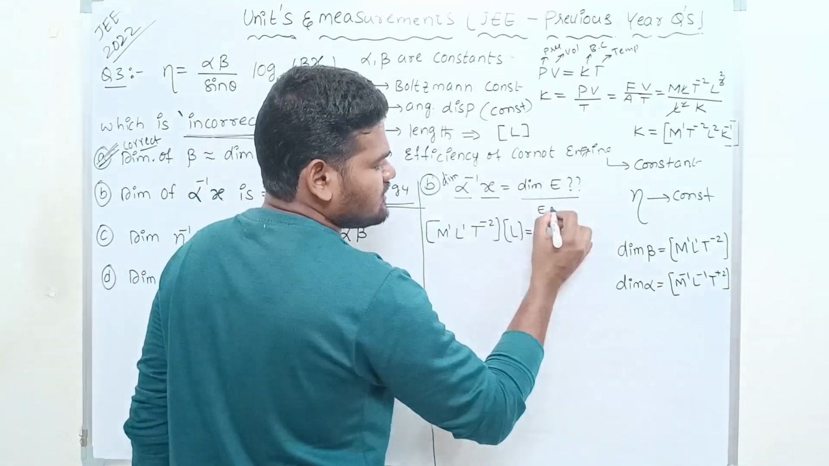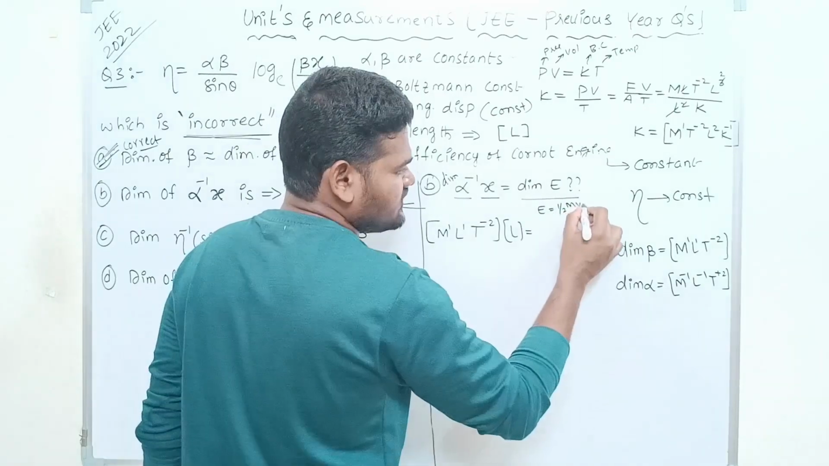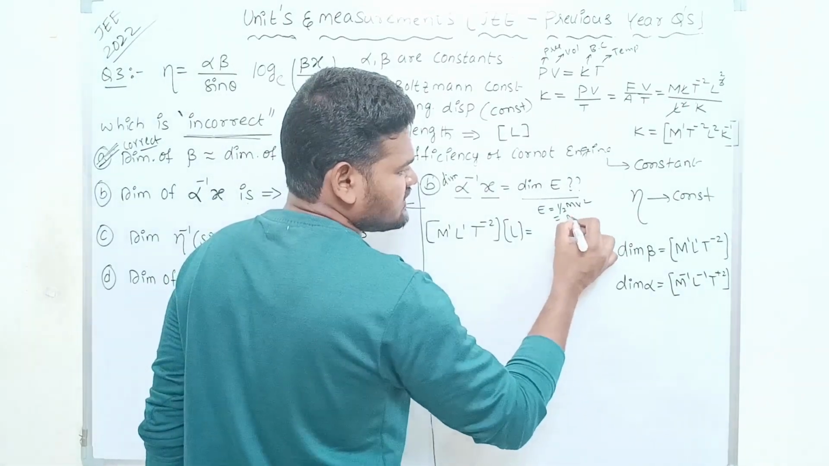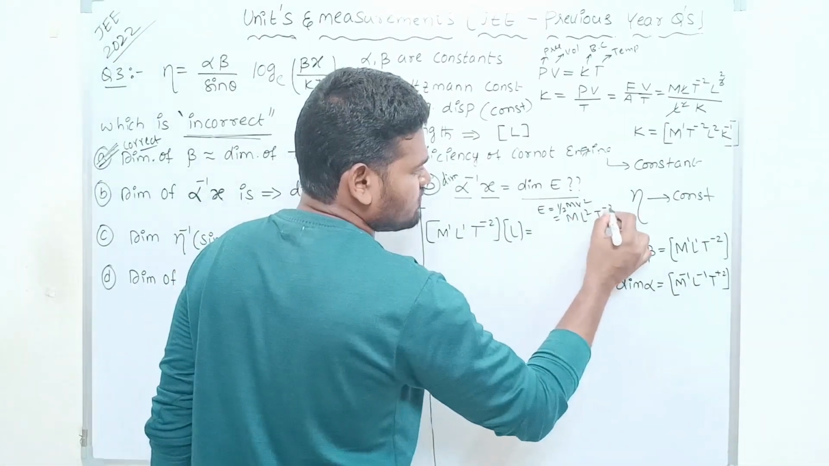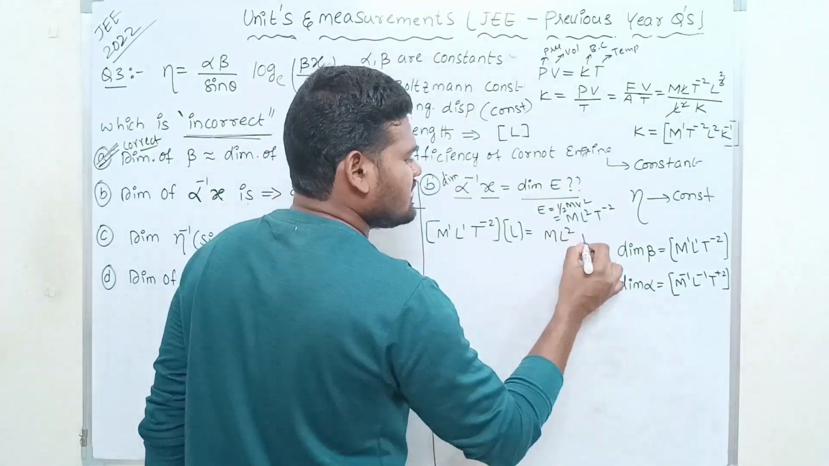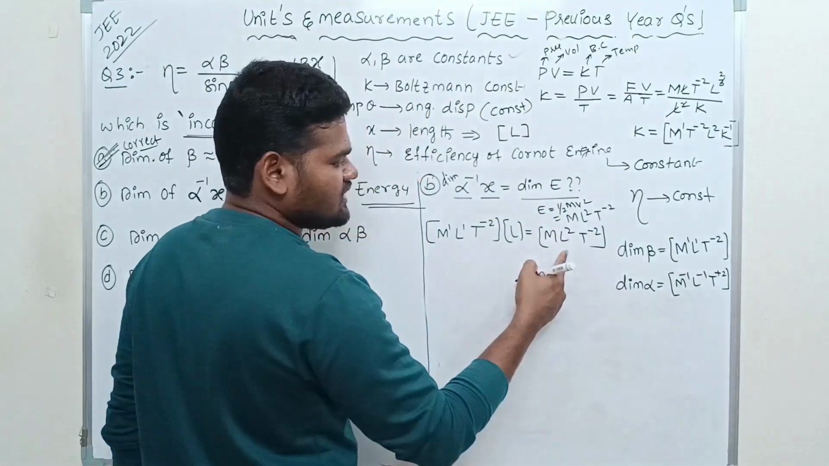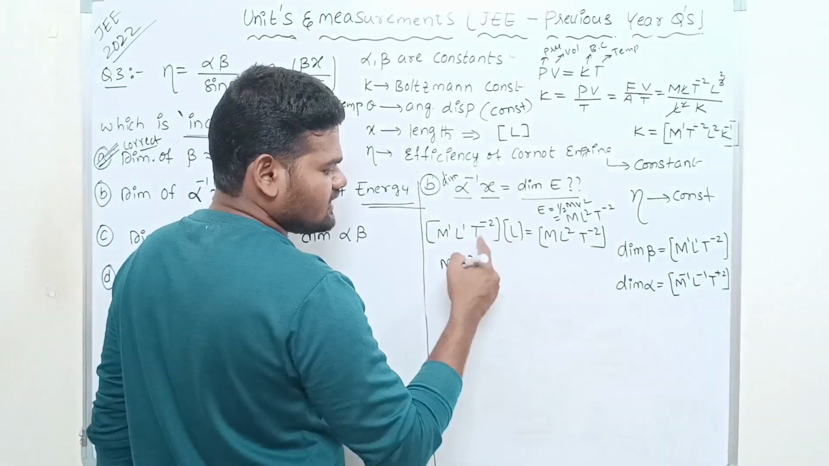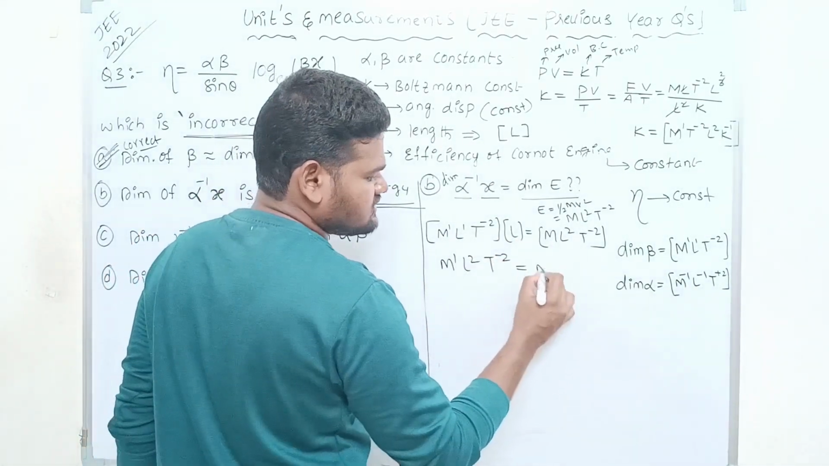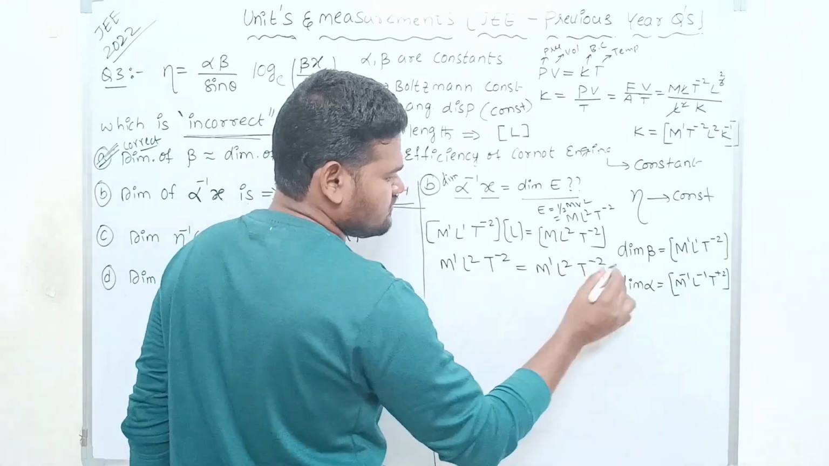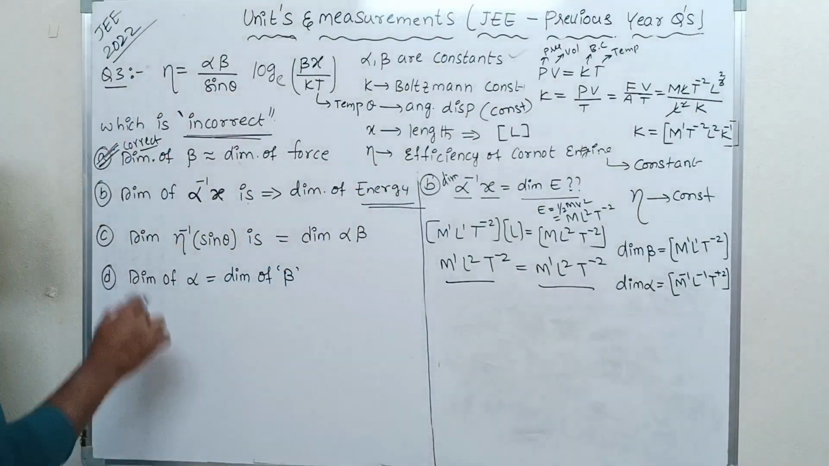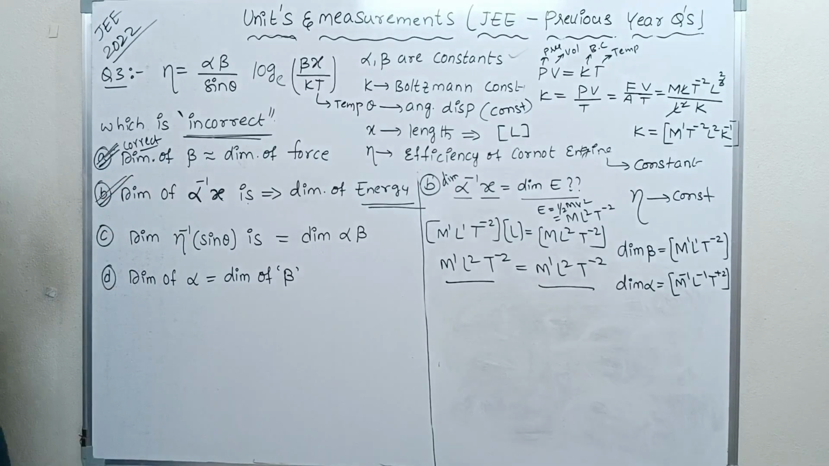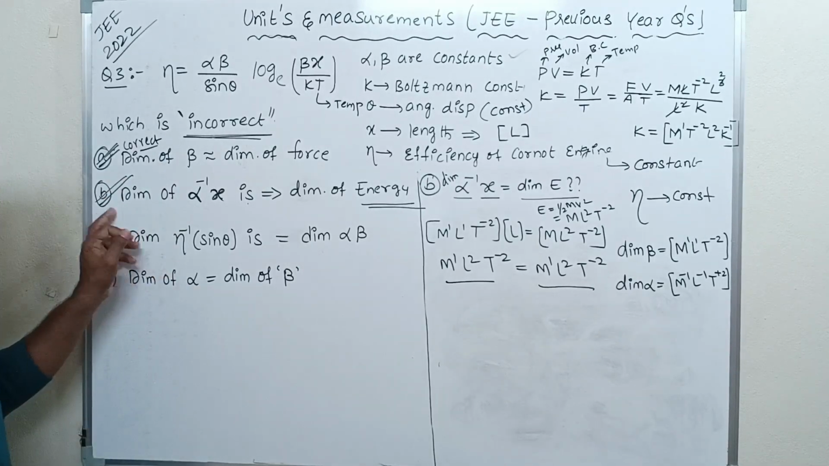Energy. Energy is nothing but what? I am taking kinetic energy, half mv square. So half mv square is nothing but M L square T power minus 2, which is the dimensional formula for energy. So M power 1 L into L square T power minus 2 equals M power 1 L square T power minus 2. See, so option B is also correct. Are you getting? Now option B is also correct.